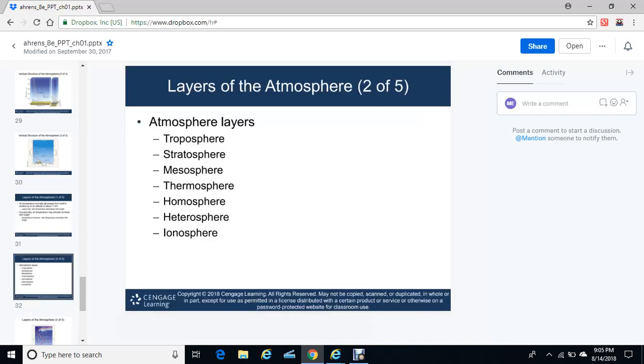And we're getting closer to the end of the first chapter here. Cover a couple more topics, so hang in there. Atmospheric layers. Make sure you know the layers from the ground up.